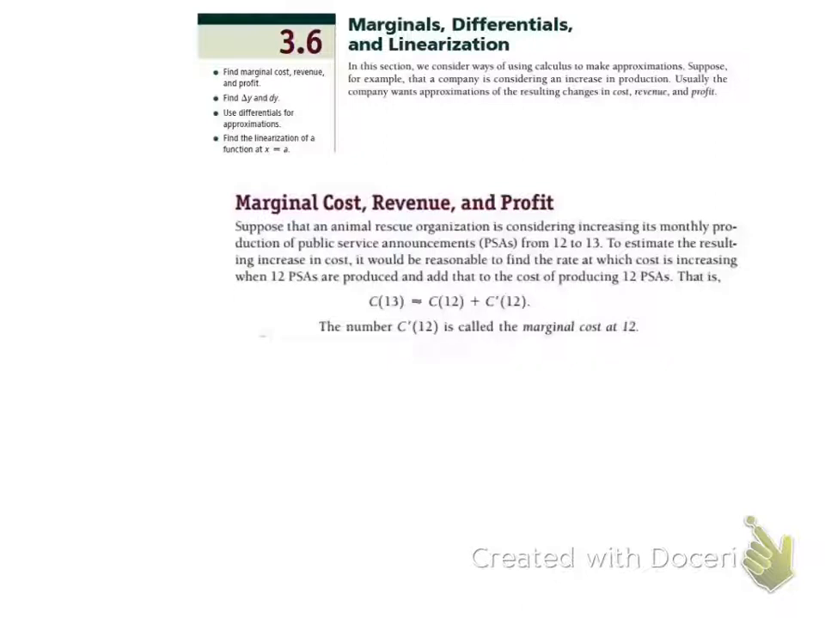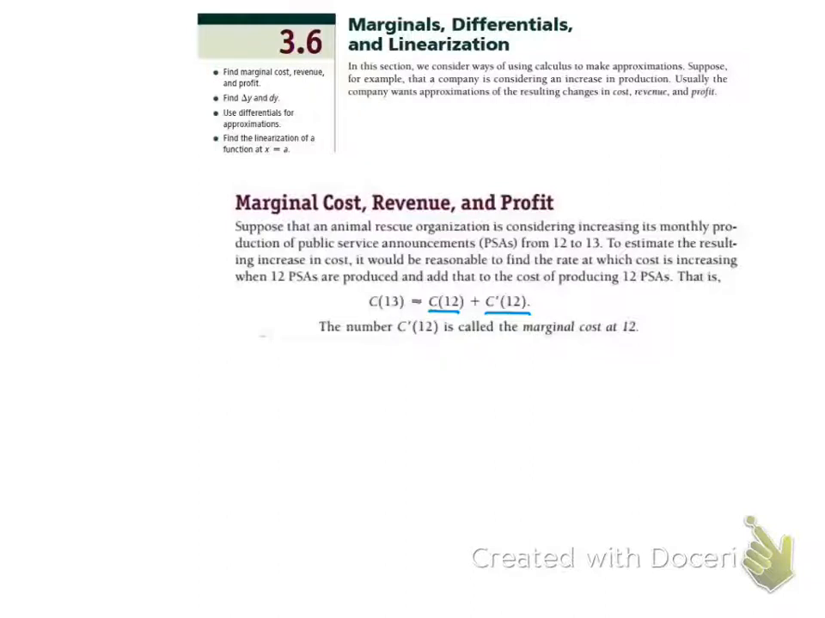So what they do is find the rate at which the cost is increasing when 12 PSAs are produced, and then take that rate and add it to the cost of producing 12. And so that's the way they approximate the cost of 13. So they're saying the cost of 13 will just be the cost of 12 plus the rate at which cost is increasing when we have 12 PSAs, or the derivative of the cost function at 12.